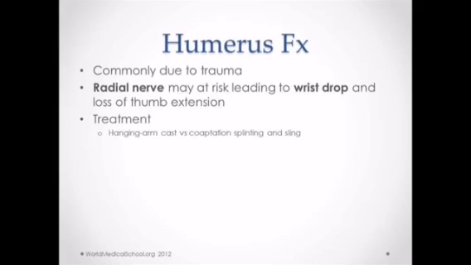A humerus fracture is commonly due to trauma. The radial nerve may be at risk and may manifest as a wrist drop and a loss of thumb extension. Treatment of a humerus fracture is a hanging arm cast or coaptation splinting and a sling.